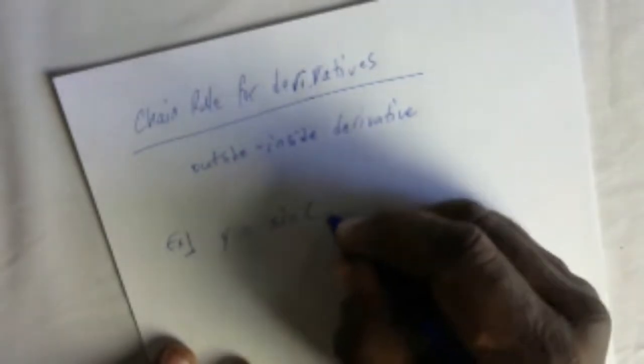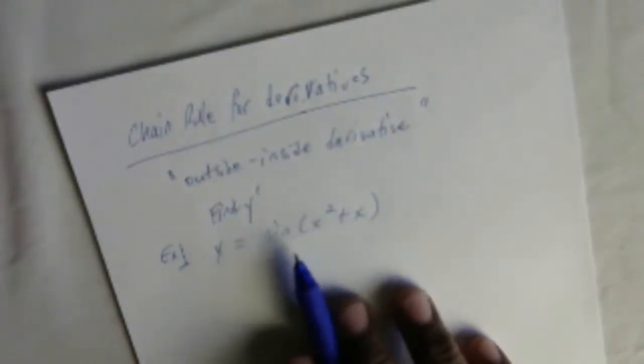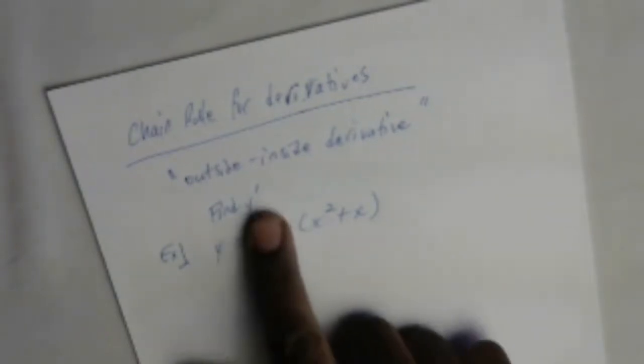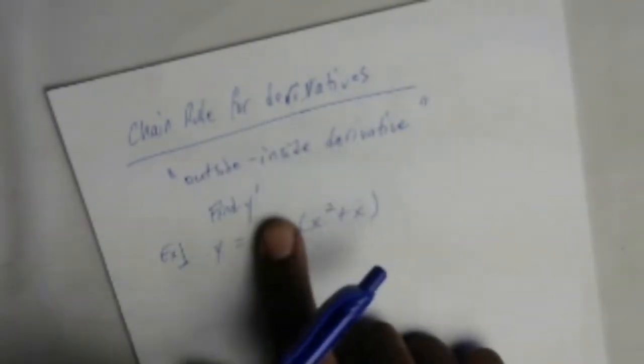We have that y is equal to the sine of x squared plus x, and we're asked to find y prime. We're going to use the chain rule because this is a composition of functions. We have an outermost function: if I cover up the innermost parentheses, our outermost function is sine. We also have an innermost function: if I cover up the outermost function, the innermost function is a quadratic, x squared plus x.